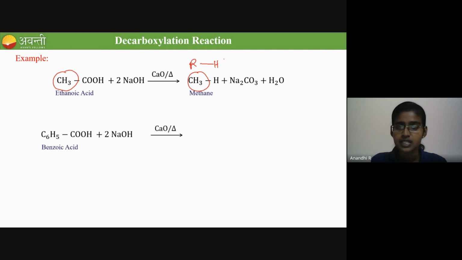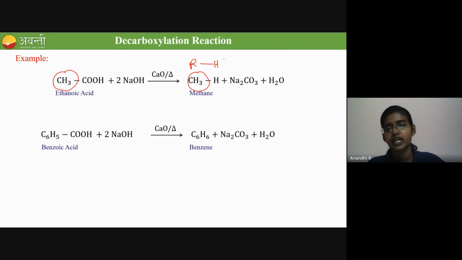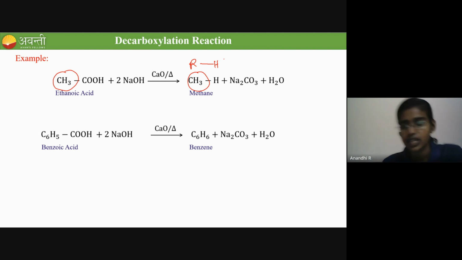And benzoic acid is taken in the next example. Find out the name of the product formed in this reaction. What we will get is C6H6, no? What is the name of C6H6? It is benzene. We'll get benzene. So whatever the reactant might be, you take the R group and attach it to hydrogen. You will get the product. Yeah, benzene. Good.